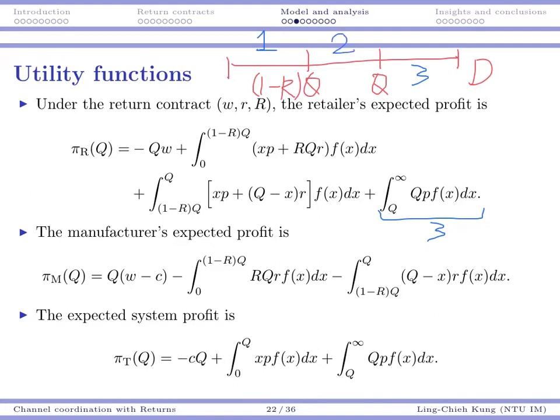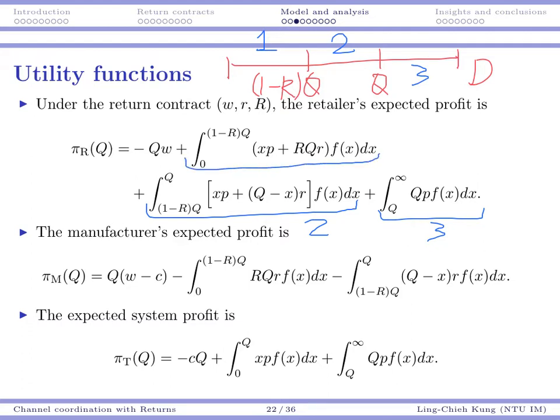For region 2, that's another story. If I sell more than 1 minus R times Q, but less than capital Q, then I'm going to again earn some sales revenue. But now, my return quantity will just be all my leftover, which is Q minus my demand. So this is my second region, expected revenue.